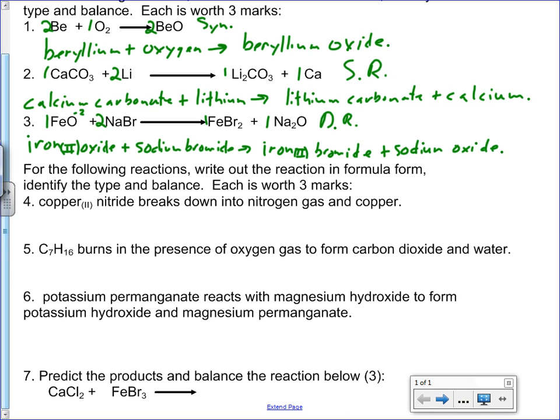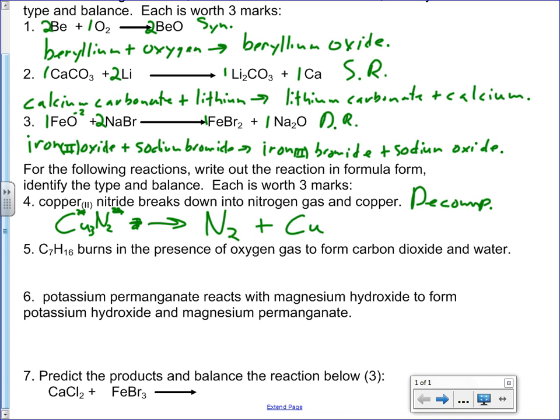Okay. For number 4, we've got copper 2 nitride breaks down into nitrogen gas and copper. All right, what kind of reaction would that be? Decomposition. All right, so if they have decomp, simple decomp, something like that, give them a mark. Copper 2 nitride, Cu. That 2 means it's the copper with the 2+ charge. So 2+, nitride is -3. So when we drop and swap, we get Cu3N2. Okay. Sorry, breaks down into. So we go straight to the arrow. Nitrogen gas, special, and copper, not special.